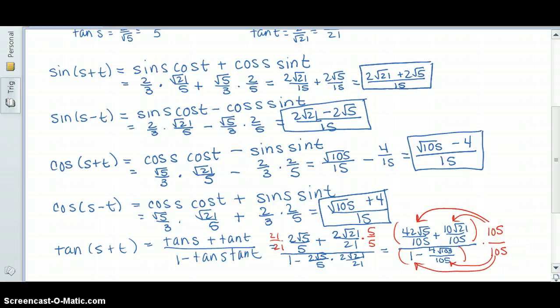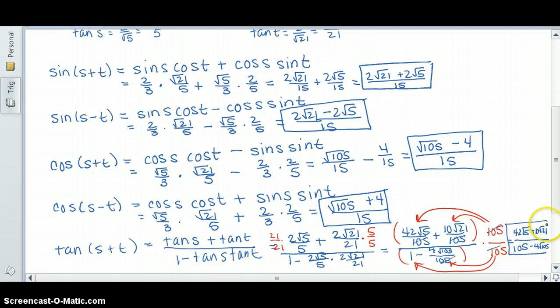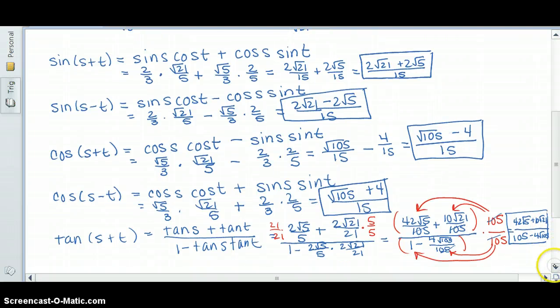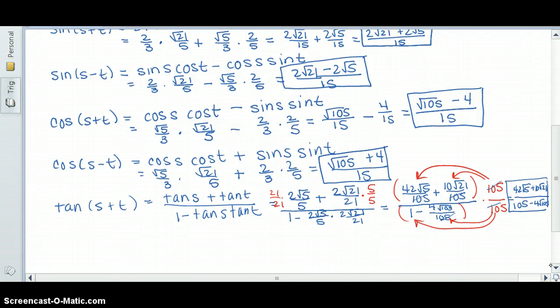So now when you do that distributing, the 105s end up canceling in the numerator, so you get 42 root 5 plus 10 root 21. And then in the denominator, 105 times 1 is 105. And then here, when you distribute the 105 to the second term, those end up canceling, and you get minus 4 root 105. And so that's our answer. 42 root 5 plus 10 root 21 over 105 minus 4 root 105.